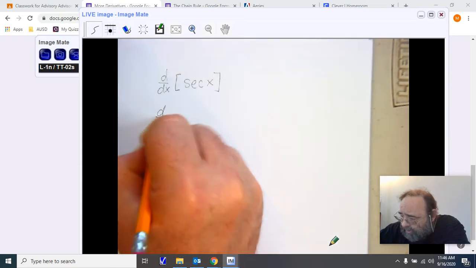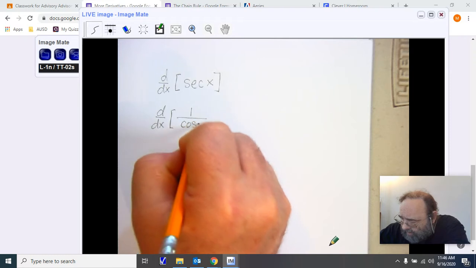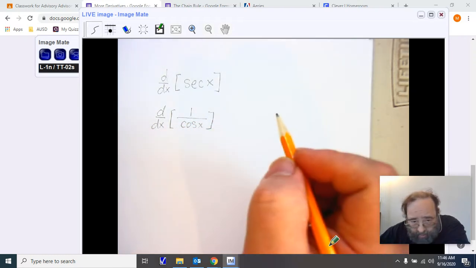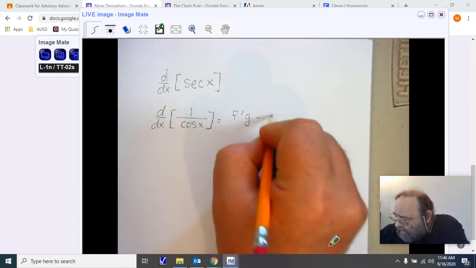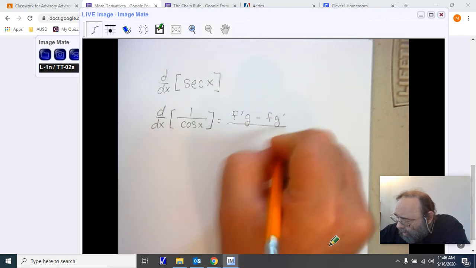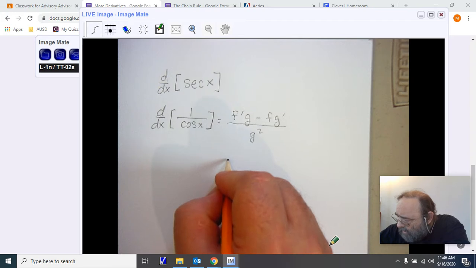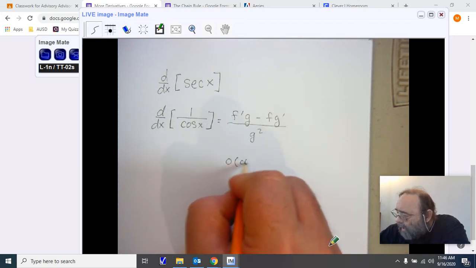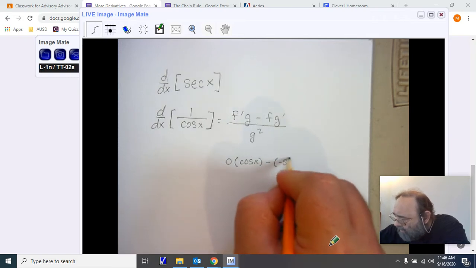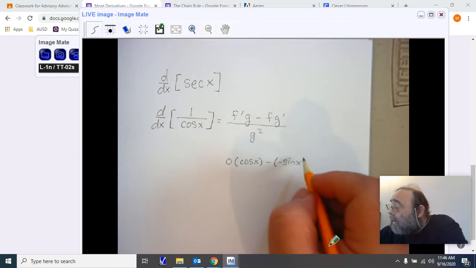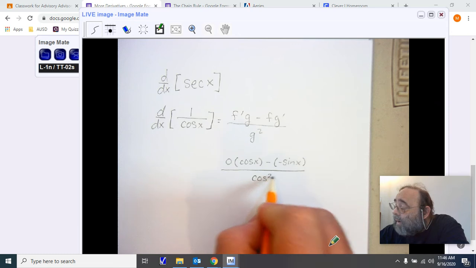Now, as we did before, we're going to change this into its ratio. This is the reciprocal function, 1 over cosine of x, and it is now a quotient, so I can work with f prime g minus f g prime all over g squared. The derivative of 1 is 0, so we're looking at 0 times cosine of x minus the negative sine of x all over the cosine of x squared.